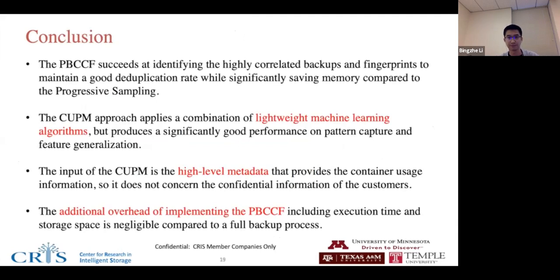In conclusion, the CUPM approach only uses lightweight machine learning algorithms, and the input of the CUPM is just high-level metadata, so the additional overhead of implementing the PBCCF is negligible compared to the full backup process.